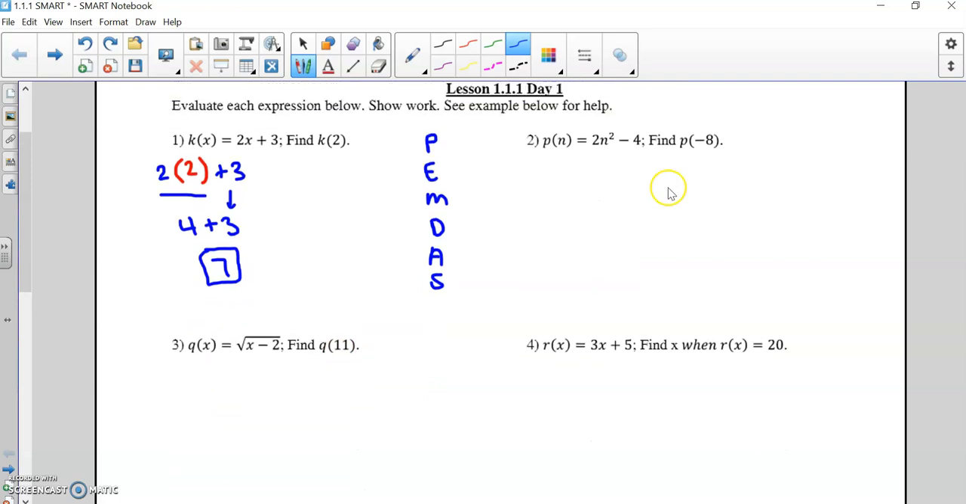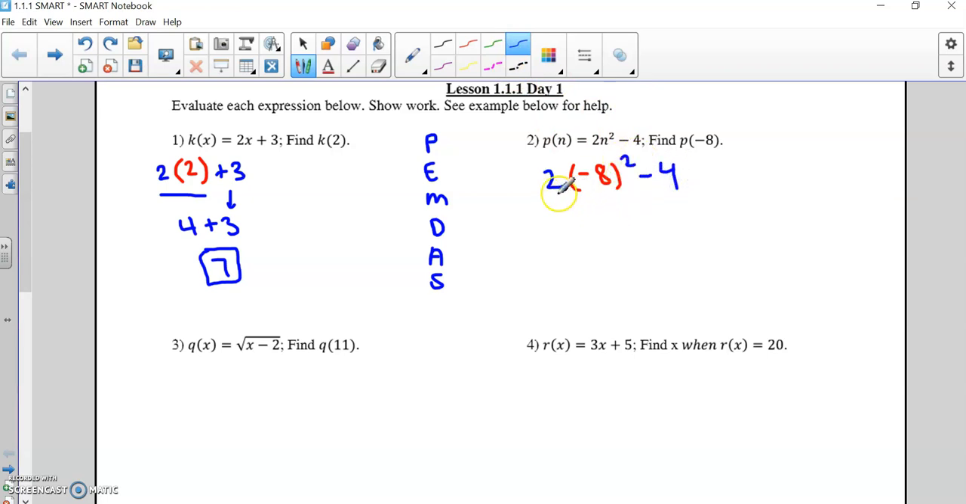Alright, number 2 is the same exact idea. It's p of n this time. You can literally use any letter, it doesn't matter. It won't always be x's and y's. So this time it's 2n squared minus 4, and I have to find p of negative 8. So that tells me I'm going to write down everything about that equation, except instead of n, I'm going to put a negative 8 everywhere that I see an n.